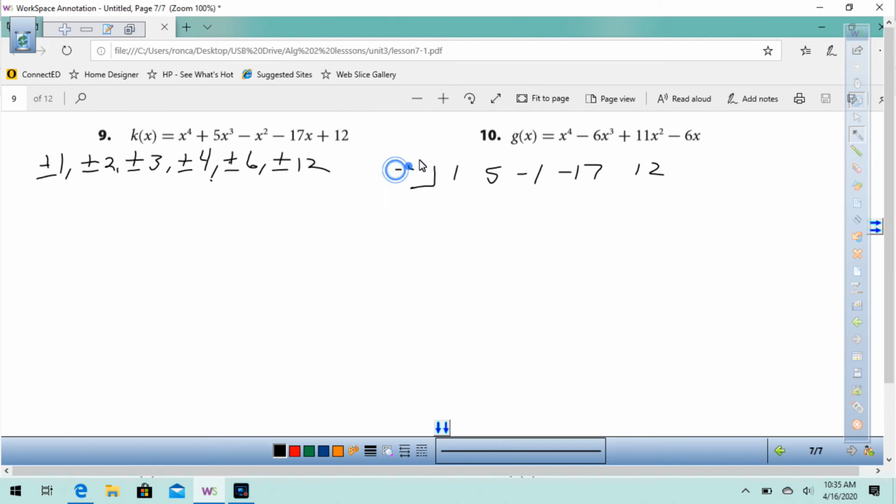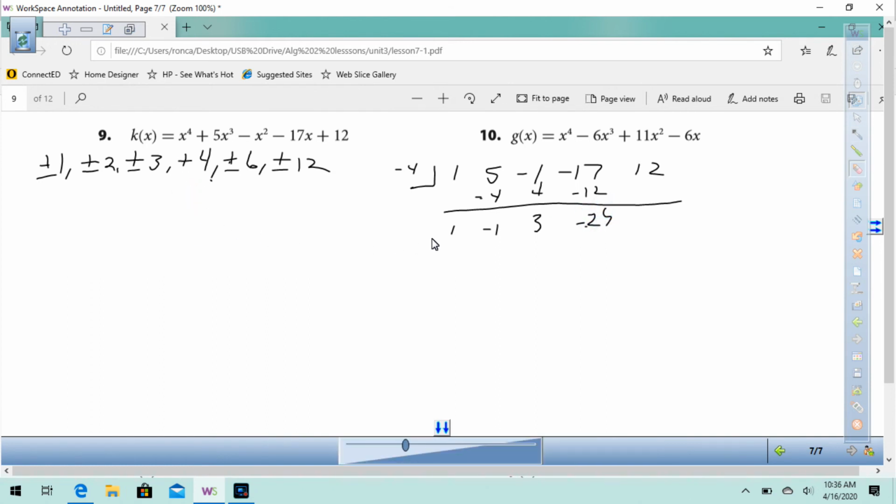I'm thinking -4. Let's just try -4. Bring the 1 down. That's going to get -4. What does that give us? That gives us -1. That's going to give us positive 4. That's going to give us 3. That's going to give us -12. And that's going to be -29. Ooh, it is not -4.